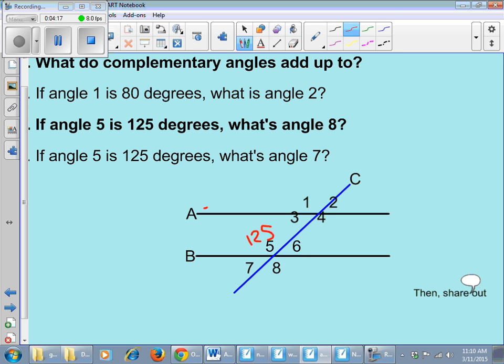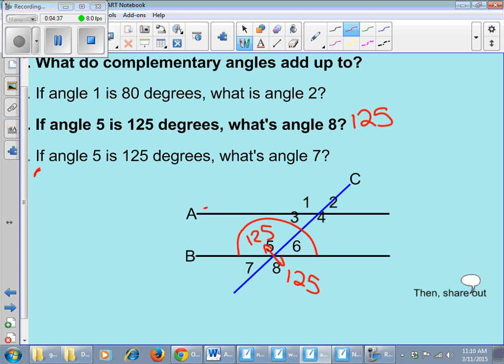Now, I know that 5 and 6 have to add up to 180, but 5 and 8, which are diagonal from each other, are going to be equal. So 8 is automatically 125 degrees. I don't have to do any math here. Because diagonal angles, which are called vertical angles, are equal.